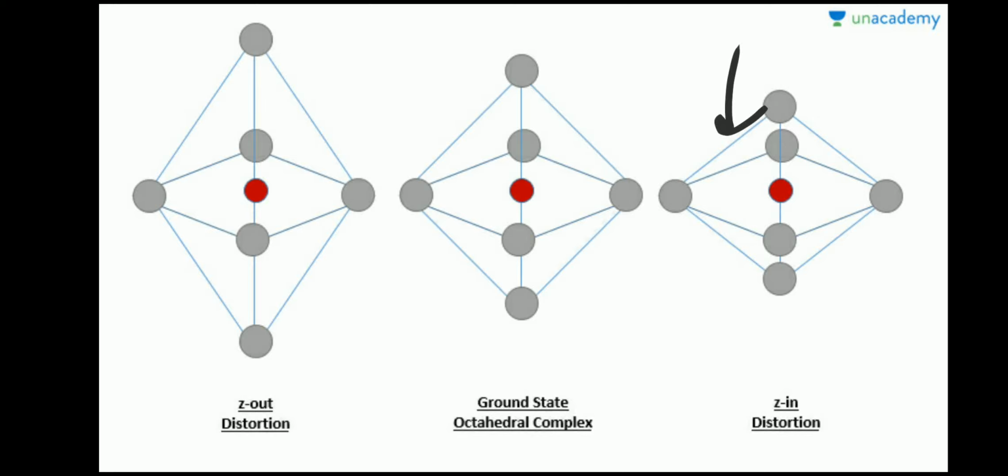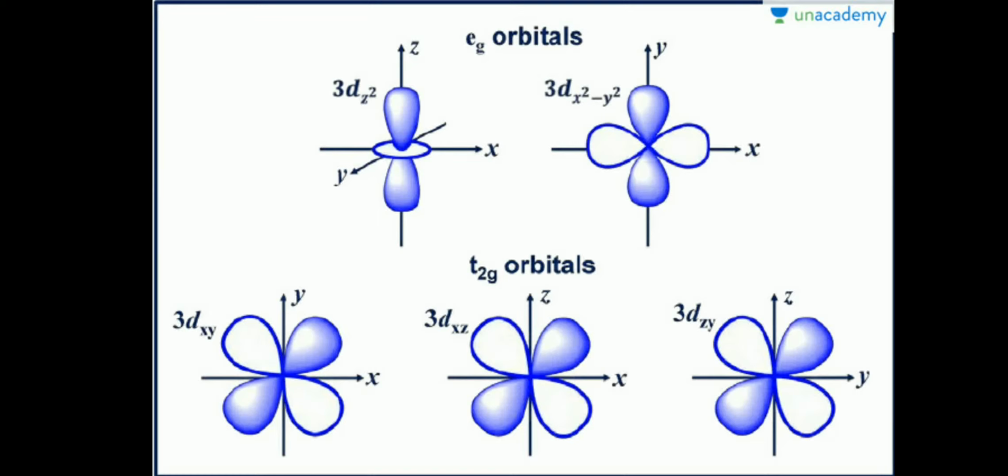So see what happens: let's say we are filling electrons in the Eg and T2g orbitals. The Eg orbitals are of two kinds, one is dz square and the other is dx square minus y square. The dz square is responsible for electron density on the z axis, whereas dx square minus y square is responsible for electron density on the x and y axes. Both of them are degenerate, meaning they are of similar energy, so I can give an electron to any one of them.